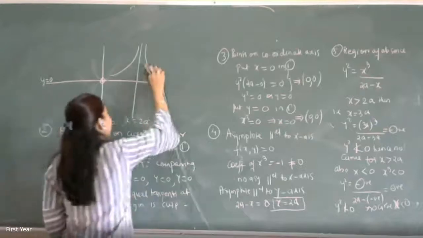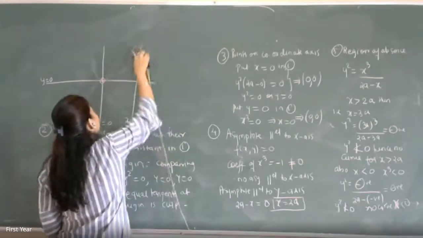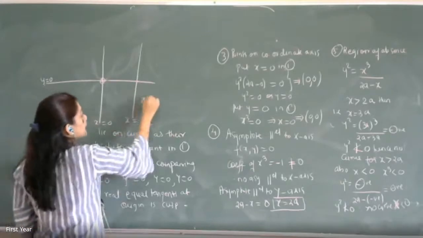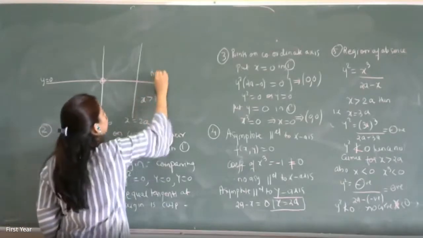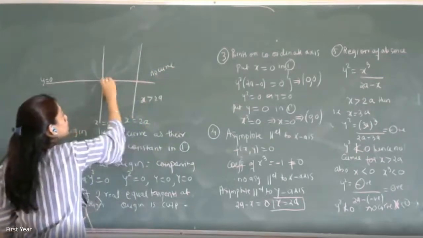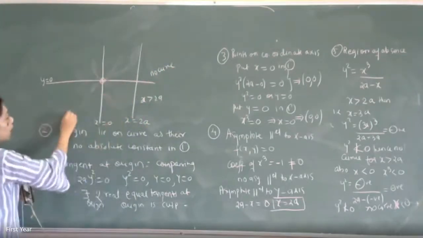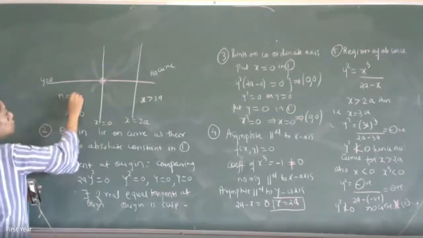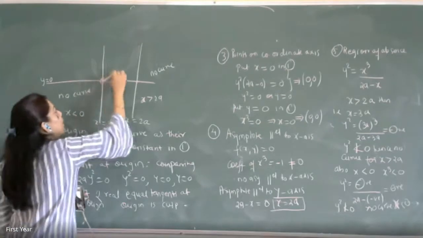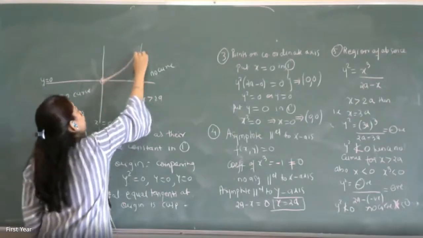So we should confirm that now. How are we going to confirm it? With the help of region. We saw that for x greater than 2a, there is no curve. That's why there is no curve on this side, which means the cusp will be on this side. Also, for x less than 0, we got no curve. So the cusp cannot be here, it will be here. So if I get it like this, it will be like this at infinity.